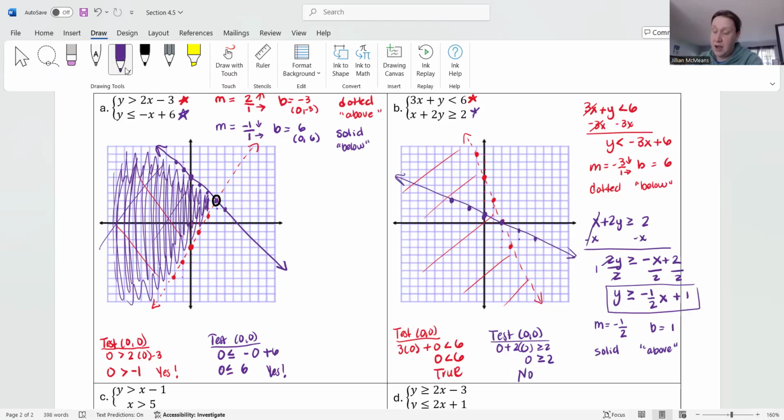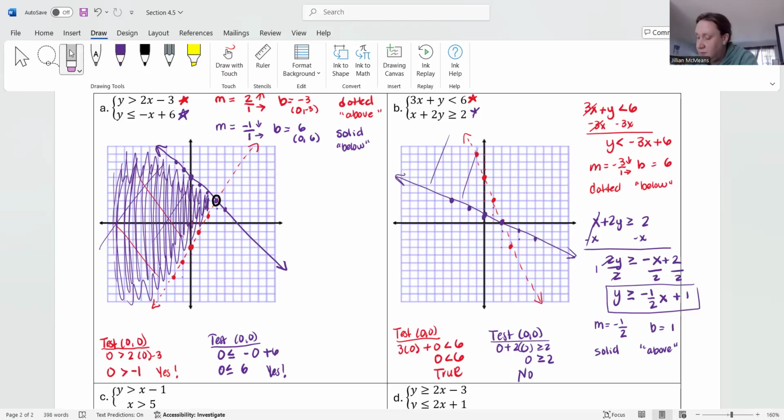I shade the other half plane. So I would shade above the line, okay? So let's see where the red and purple lines overlap. That's going to be our solution, okay? So we do not have overlapping here, here, here, here, here, or here. We do have overlapping in this kind of upper left-hand corner.